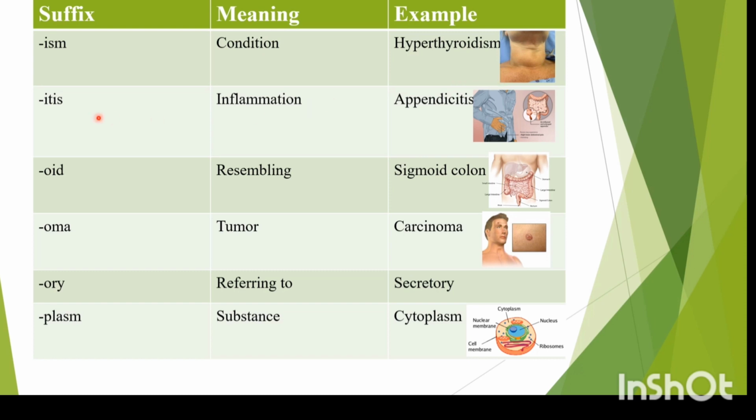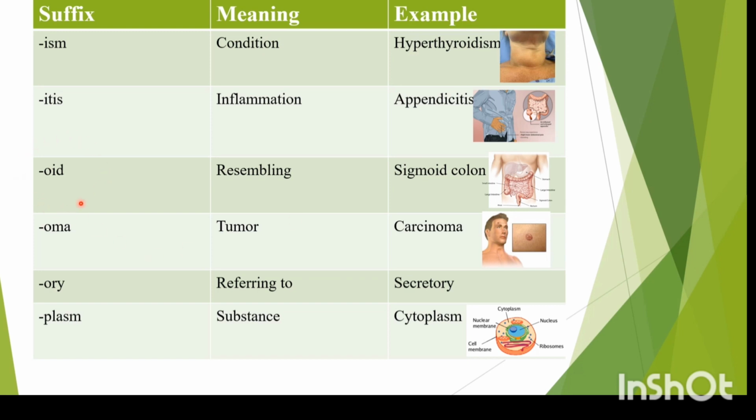Next one is itis. Itis means inflammation. Example, appendicitis. Appendicitis means inflammation of the appendix. See here in this intestine part, one small structure is there. This small structure is called appendix. If any inflammation happens here, this condition is called appendicitis condition.